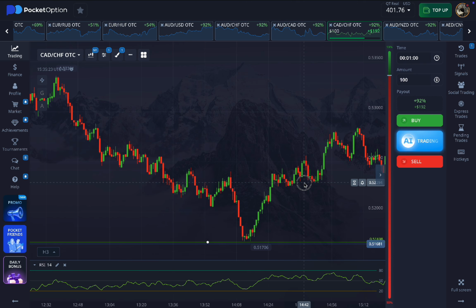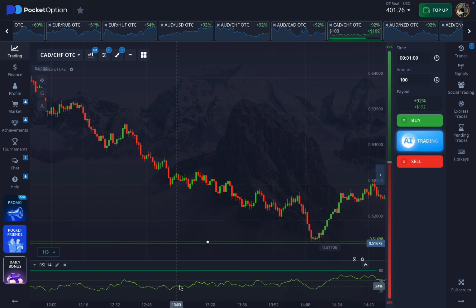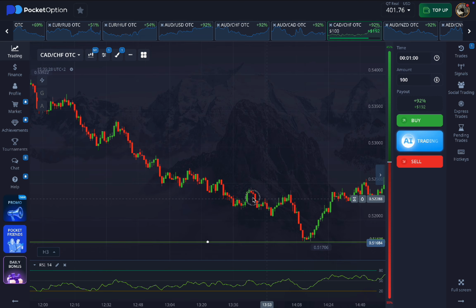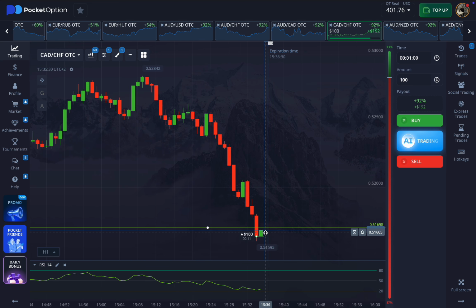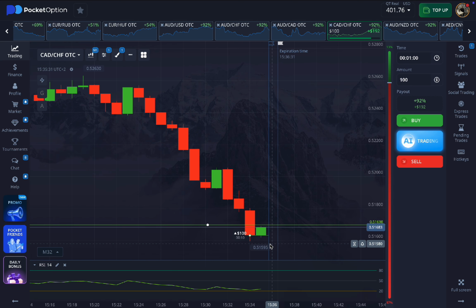Let's take another look. Here. So the price touches and goes up, the price touches and goes up. So the strategy is as simple as possible and absolutely anyone can repeat it.